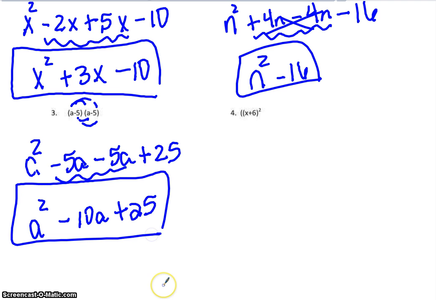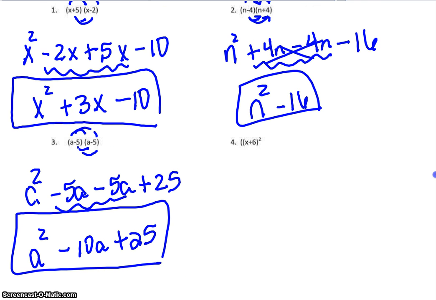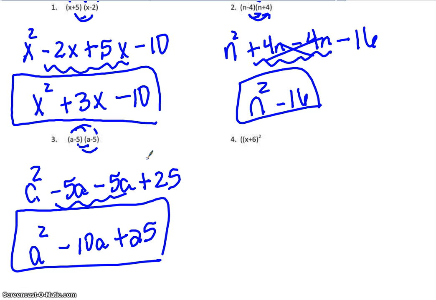So let's look at it and figure out when is it going to cancel and when is it not. On number 2, it was n minus 4 and n plus 4. They were the same, but the signs were opposite. Those are called conjugates. And when you have conjugates, the middle two are going to cancel. Number 3 was a minus 5 times a minus 5. They were exactly the same. Therefore, they're not going to cancel.